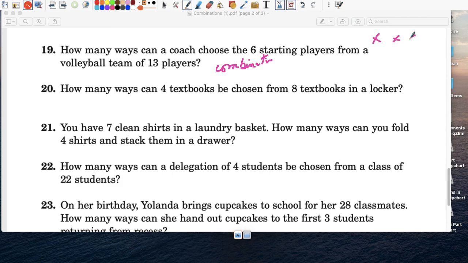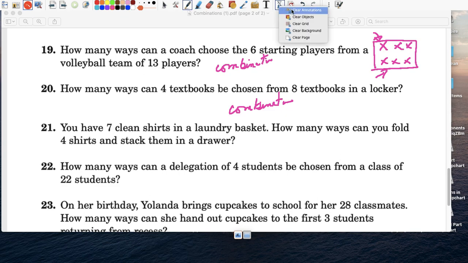Remember, there's a volleyball, right? There's no first place, second place. It's different than baseball. I mean, I shouldn't even bring that up because if you don't understand, you need to understand the game. So understand that in volleyball, you select 6. The order doesn't matter. If I call this guy first or this guy first, they're still going to be playing. So it's a combination. How many ways can 4 textbooks be chosen from 8 textbooks in a locker? Right, so combination, it doesn't matter in which order you pick the textbooks, you're still picking 4.